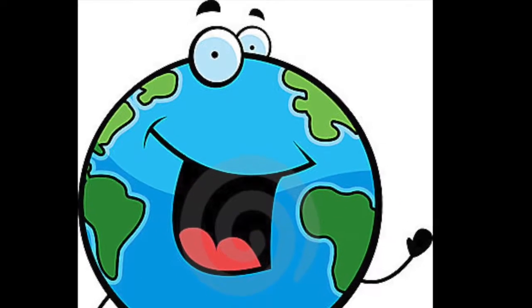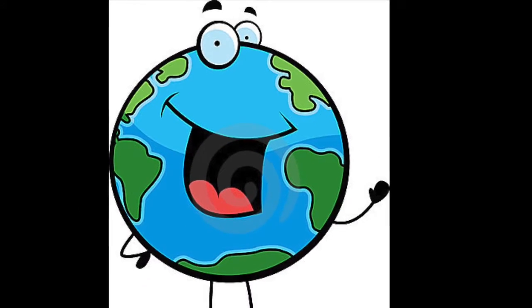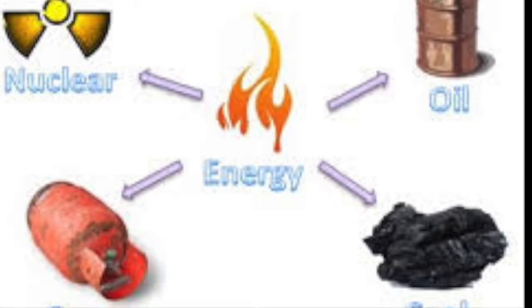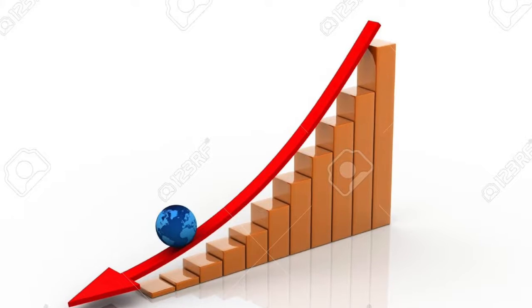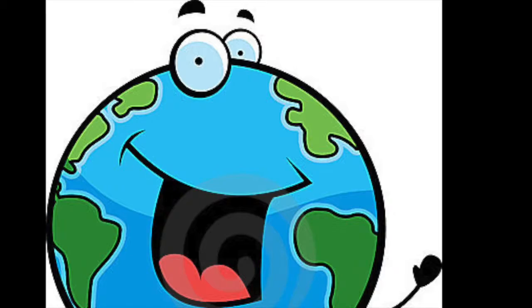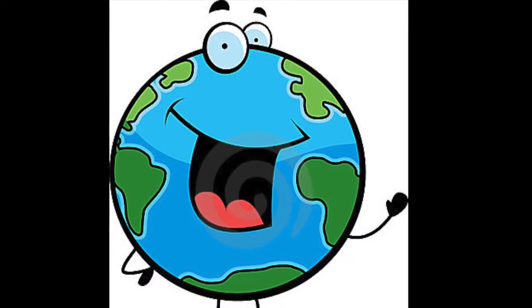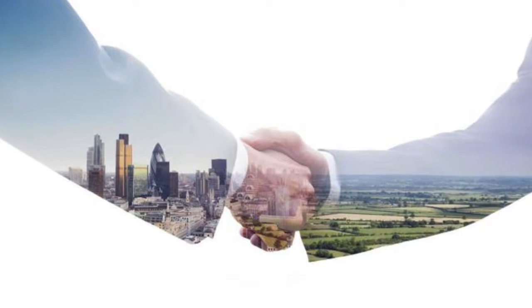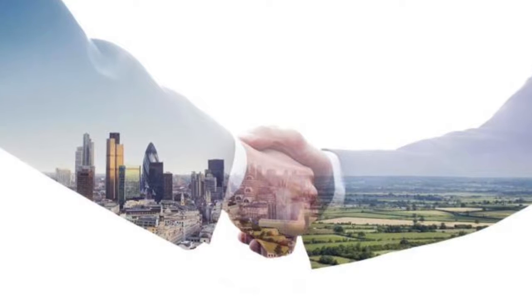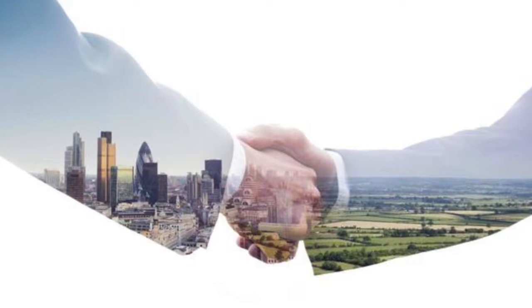The third one is the industry. We're using a considerable amount of non-renewable resources, leading to unsustainable development. That's why it's important to increase our use of renewable resources and decrease the use of non-renewable ones, so we can promote sustainable development.